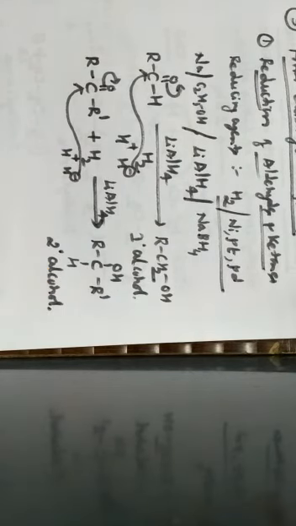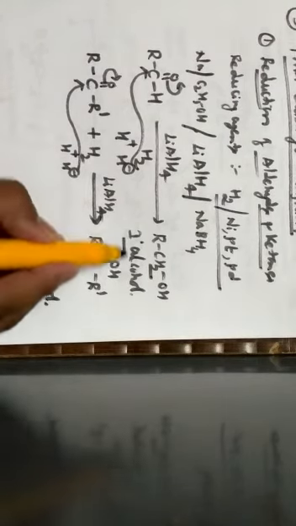So the meaning of this is, when an aldehyde or a ketone is subjected to reduction, aldehydes always give a 1 degree alcohol or a primary alcohol, whereas the ketone will give a secondary alcohol.